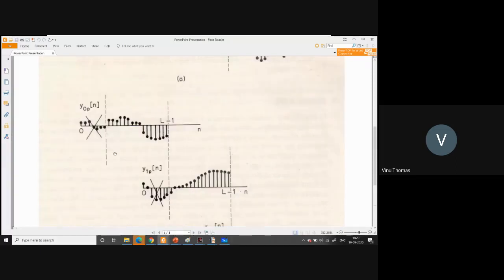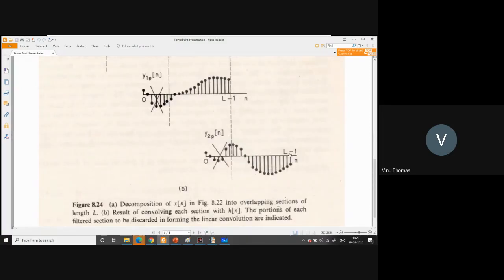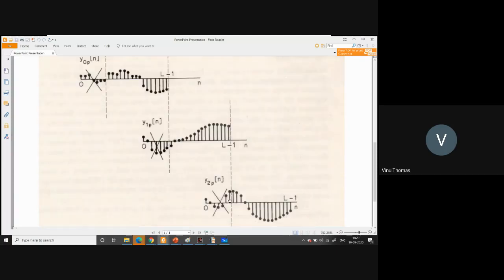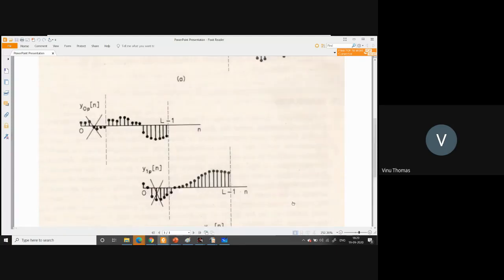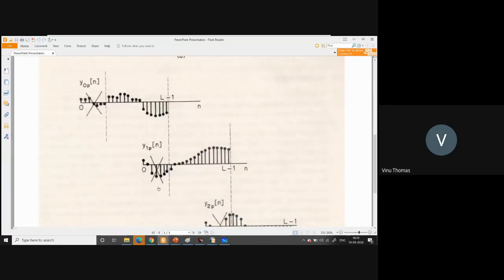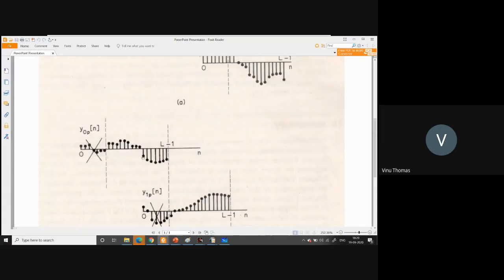And now all you have to do is take this section, which is correct, append that to this section which is correct, and append that to this section which is correct. Is it understood? So you have this followed by this followed by this. Why? Because you are now discarding the first P minus 1 samples in each block. Now this is called overlap save.